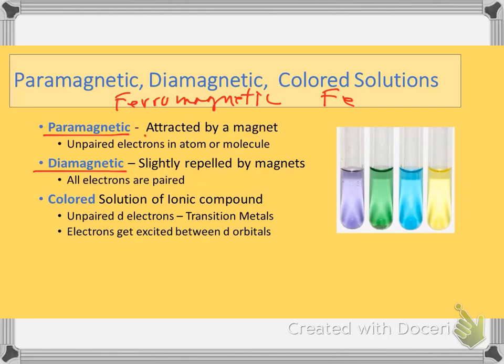Okay? And then lastly, you can identify that if you have a solution of an ionic compound, an aqueous solution, and it's got a color to it, you will know that there is a transition metal in there. Not just a transition metal, but a transition metal that has unpaired d electrons. And what causes the color, just like what Bohr talked about, is that those d electrons can get excited between the d orbitals, and as they do that, they release colored light. Okay? So let's take a look, see if you understand this.